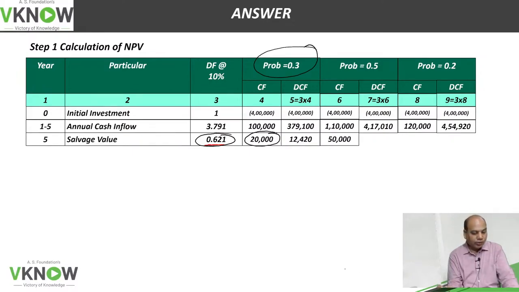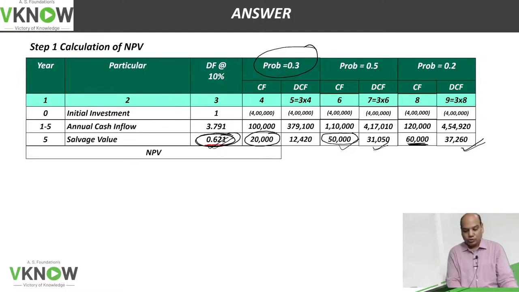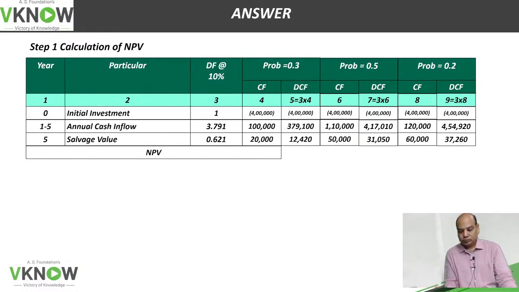In scenario 2, when probability is 0.5, cash flow will be 50,000 salvage value, and multiply with this factor: 31,050. Third scenario, you will get salvage value 60,000. Multiply by the discounting factor: 37,260.